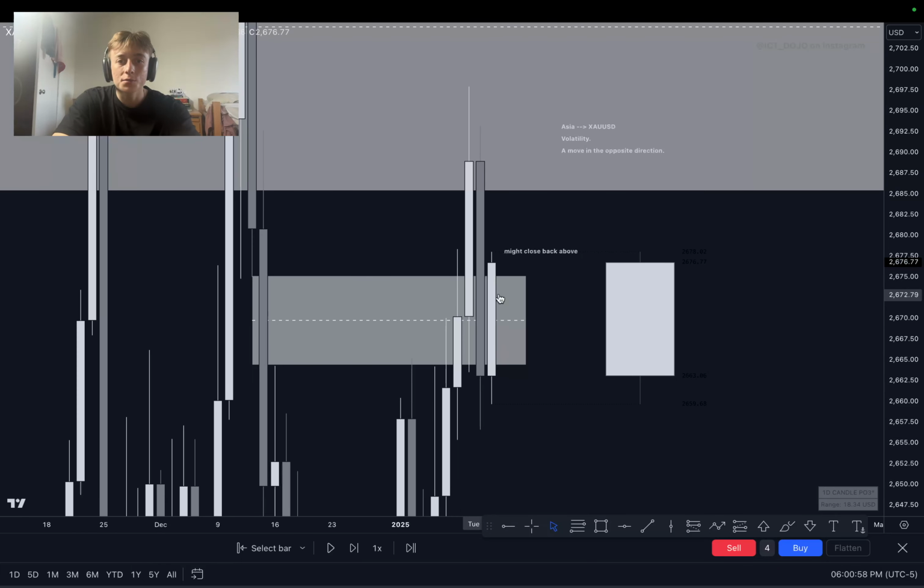So when we closed above it, this was a bullish confluence. But then we came back below it, and I was like, okay, bias is unclear. Because I was expecting buy side from here. Maybe the midpoint, maybe even the top.